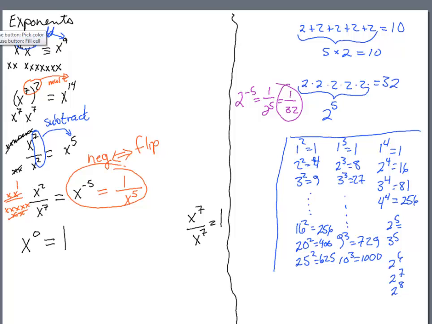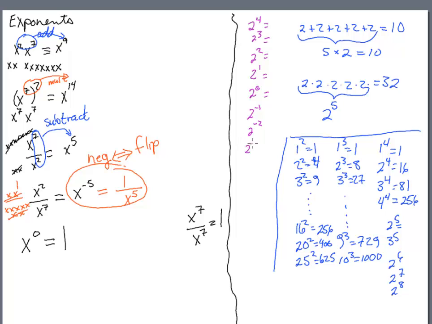This warrants a little bit of messing around over here with the 2's. I'm going to do this: 2 to the 4th, 2 cubed, 2 squared, 2 to the 1st, 2 to the 0, 2 to the negative 1, 2 to the negative 2, 2 to the negative 3, 2 to the negative 4. That should be enough to establish our pattern. 2 to the 4th is 16, 2 to the 3rd is 8, 2 squared is 4, 2 to the 1st is 2. Let's skip that one for right now. That's 1/2. This is 1 over 2 squared, so 1 over 4. This is 1 over 8, and this is 1 over 16.